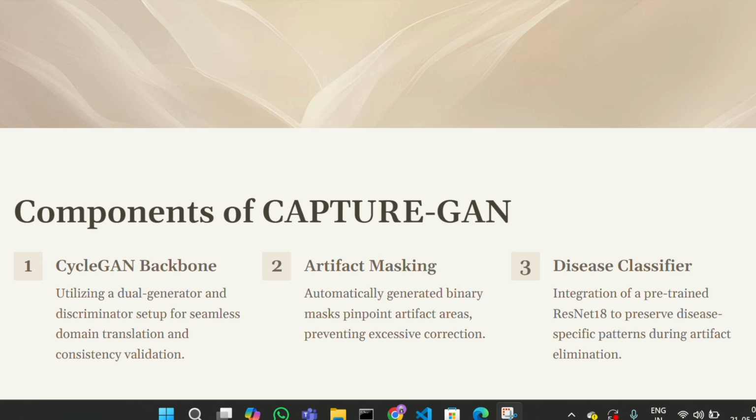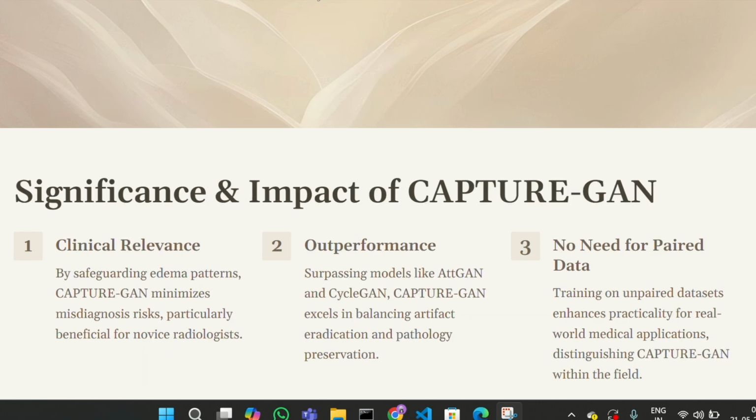Secondly, CAPTURE-GAN uses a masking mechanism. During training, the model generates binary masks that highlight artifact-affected regions. These masks are computed by comparing the generator's output to its inputs and detecting where modifications have occurred. The third component is the integration of a pre-trained classifier based on ResNet 18, which is trained to detect bone marrow edema. This classifier is embedded into the training loop and evaluates the output of the generator.